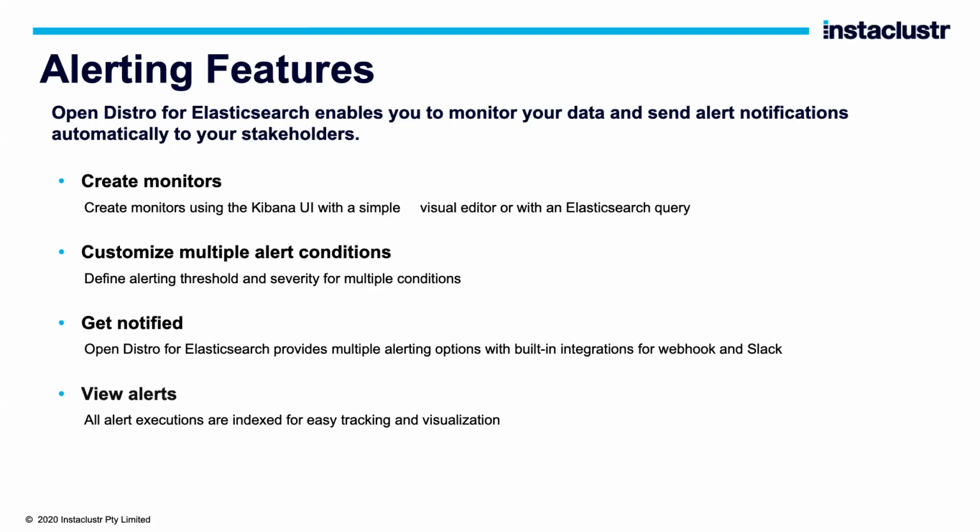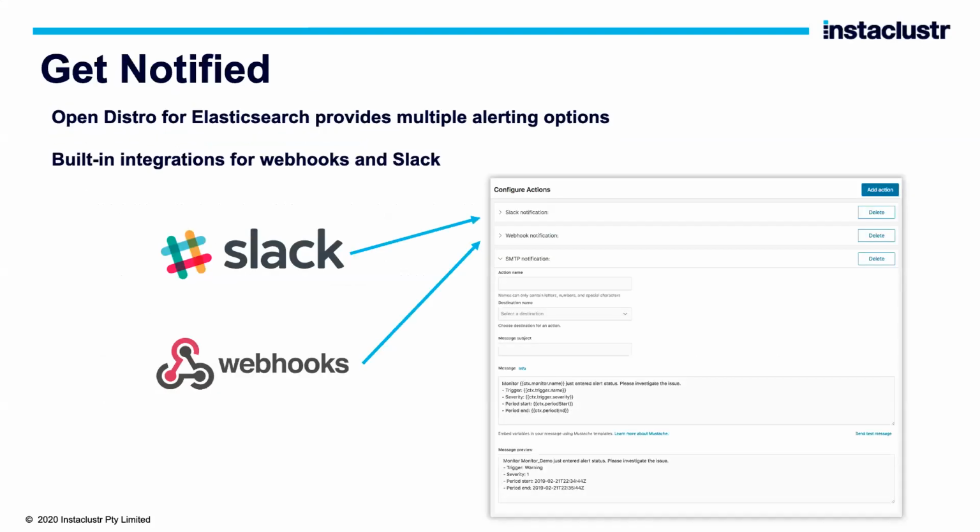You can create monitors and alerts. The advantage is you can integrate that with tools like Slack, and you have webhook access as well. So you can provide a webhook link and push those alerts out of the box into your alerting system. That's really an advantage. So as I mentioned, Open Distro for Elasticsearch provides multiple alerting options and built-in integration with Slack and webhook. That's very powerful.